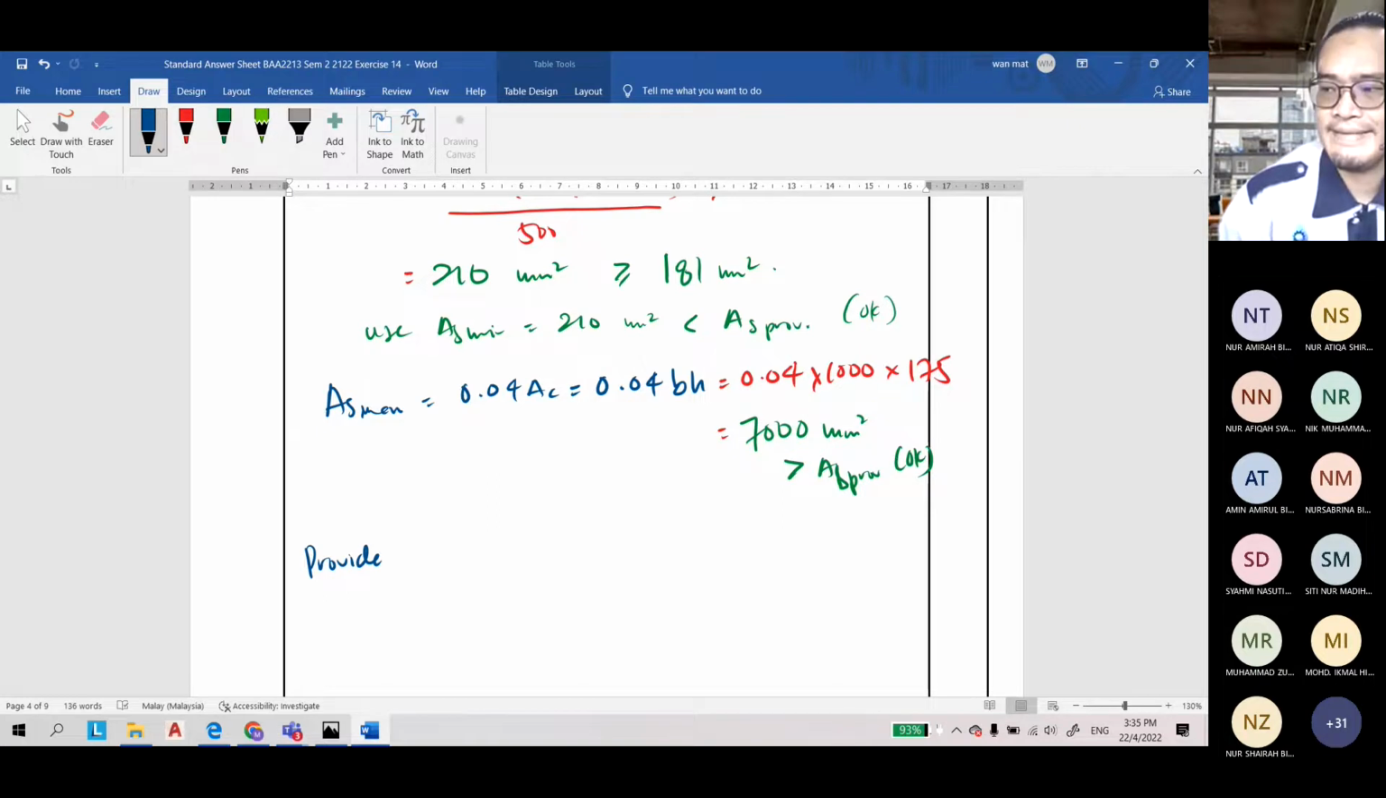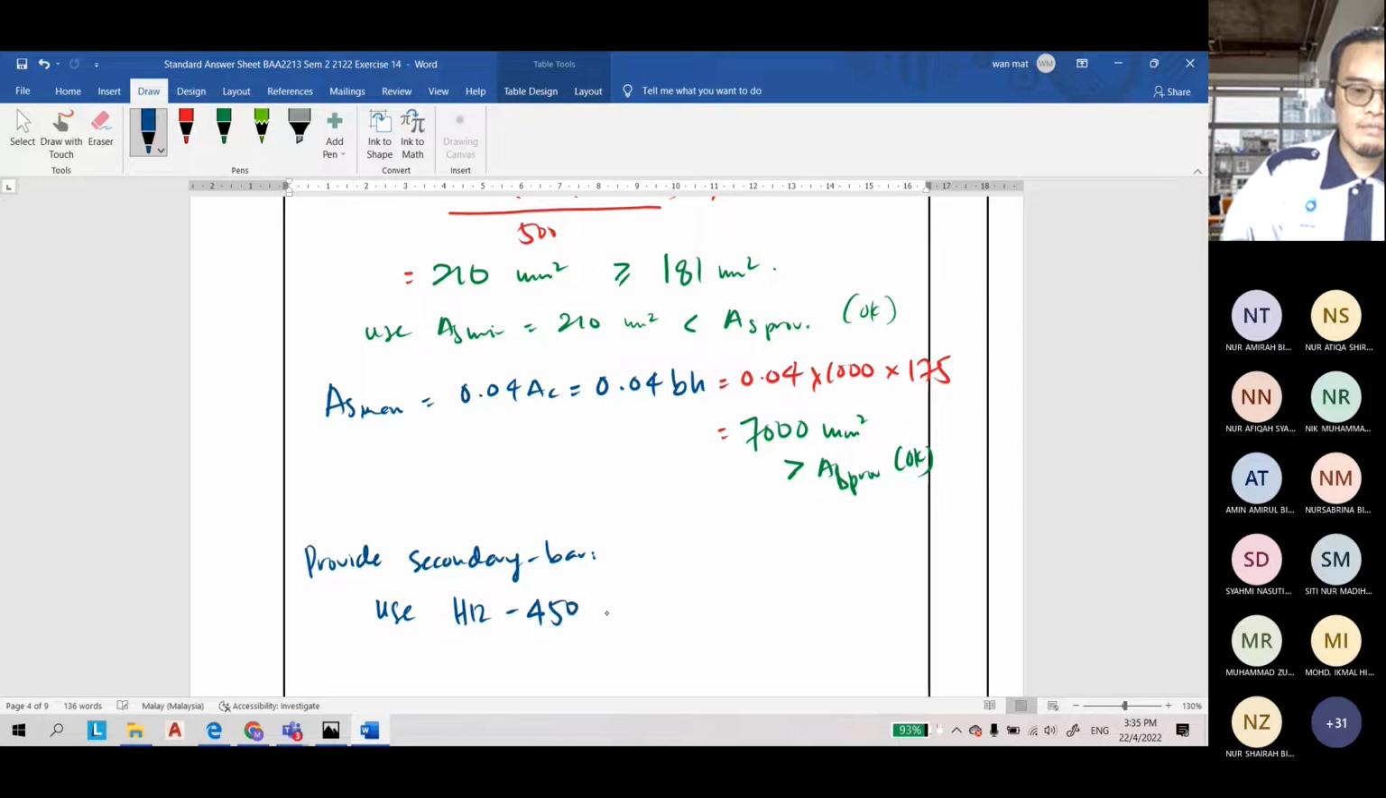And then you have to provide the secondary bar. Secondary bar means a bar in a different direction. Provide secondary bar for the steel. You can use H12 also to simplify, and we try secondary bar at 400 mm center to center. It will give you As provided equal to 251 mm square per meter.